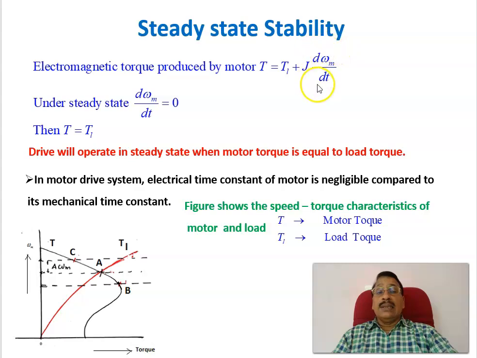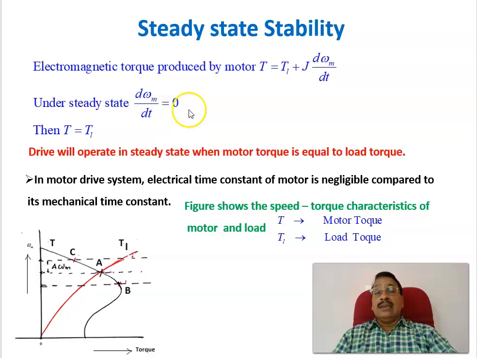This is dynamic torque. This is present only during the transient operation, like either starting or braking or speed accelerating or decelerating. During that period only this component, that is dynamic torque, will be present. Therefore, this is the equation: T equal to TL plus J d omega m by dt.